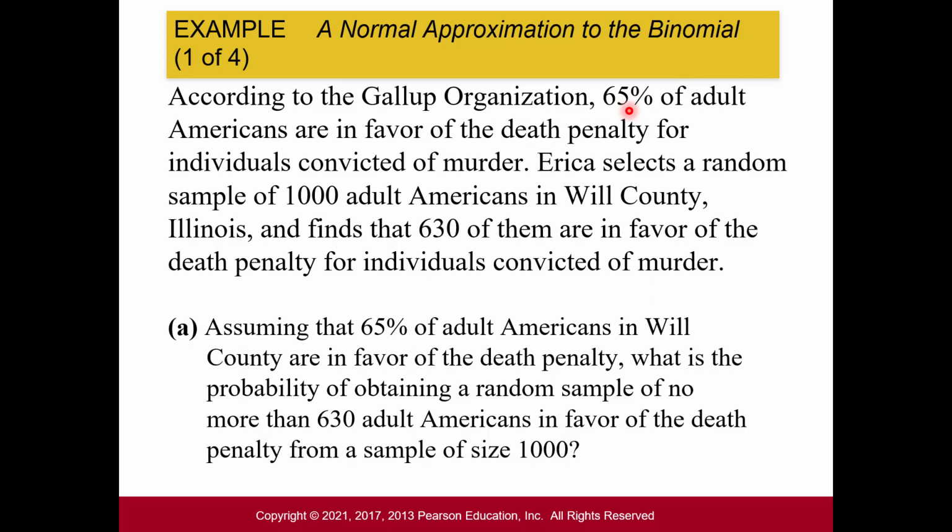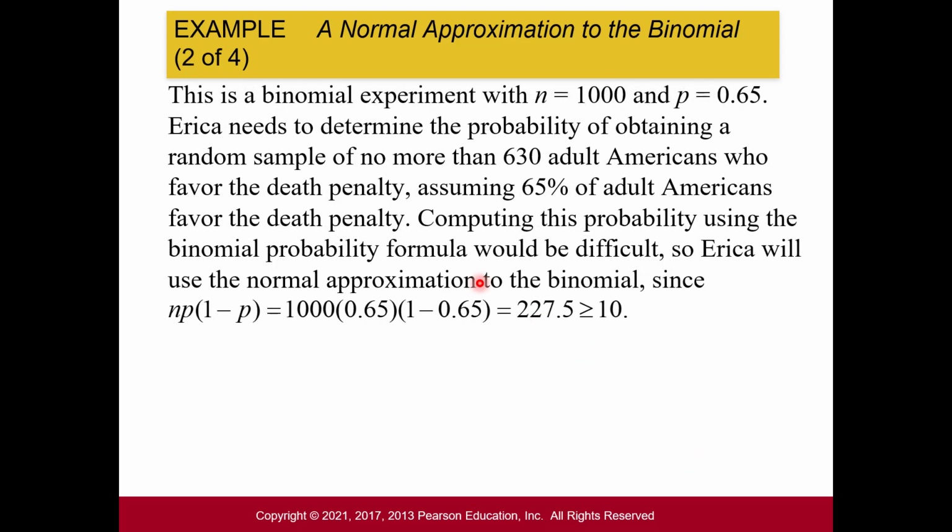And just a quick reminder, the word success is just the name we give one of our probabilities, so it doesn't mean we actually agree. It just means that it's the probability of one of our two decisions, success or failure. And then we have our sample size is n. Okay, so this is a binomial experiment with n equal to 1,000, p is equal to 0.65.